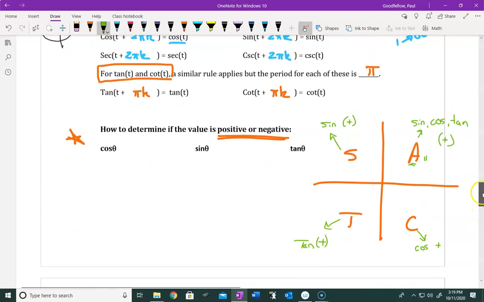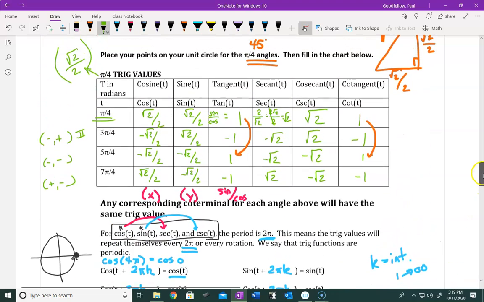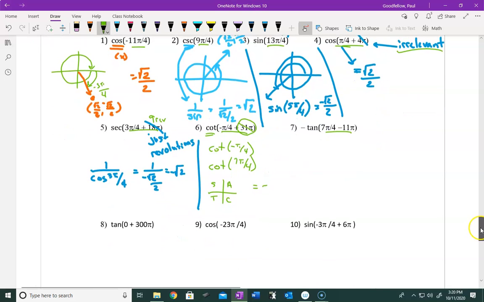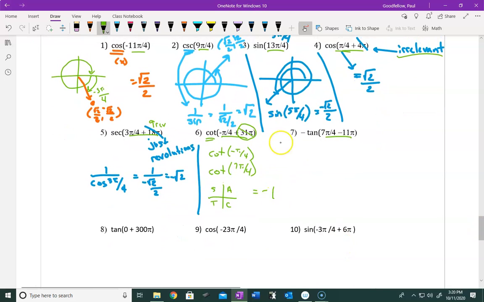That one I haven't done in a while. So the cotangent at 7 pi over 4 is negative 1. And that would be my answer. I checked my chart. Okay. Sometimes you run into ones where you've got to slow down, pause just for a second.